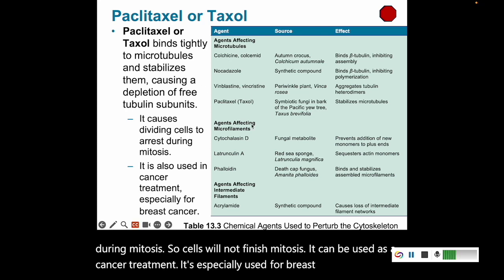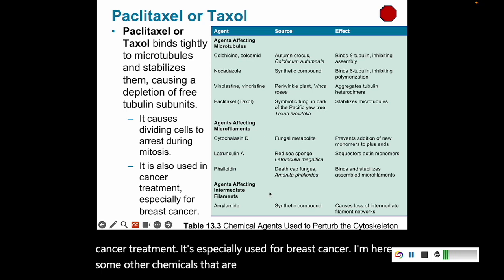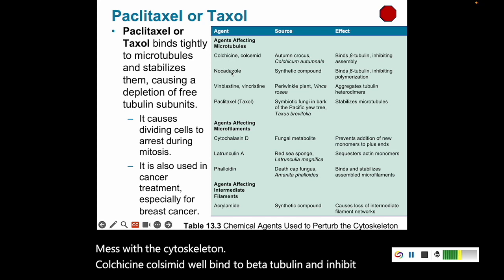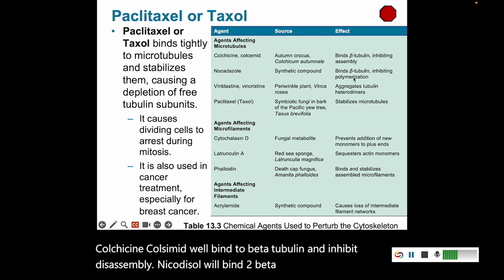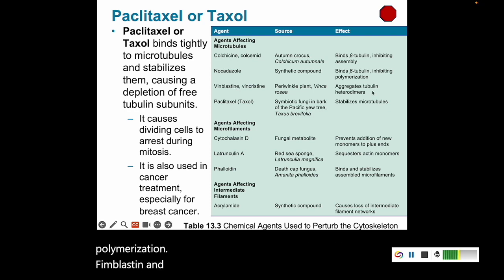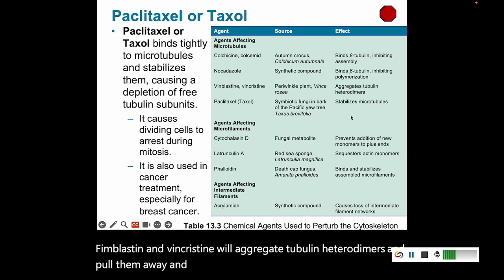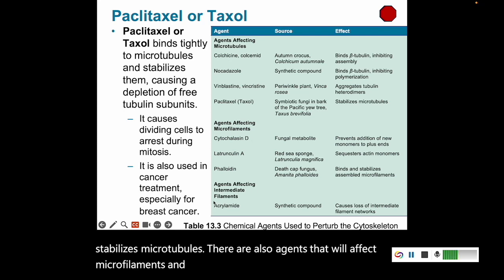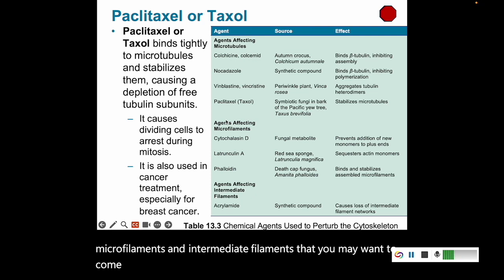Here are some other chemicals that are used to mess with the cytoskeleton. Colchicine, colcemid, will bind to beta tubulin and inhibit disassembly. Nocodazole will bind to beta tubulin and inhibit polymerization. Vinblastine and vincristine will aggregate tubulin heterodimers and pull them away. And paclitaxel or Taxol, which we discussed, stabilizes microtubules. There are also agents that will affect microfilaments and intermediate filaments that you may want to come back and explore when we're talking about those.